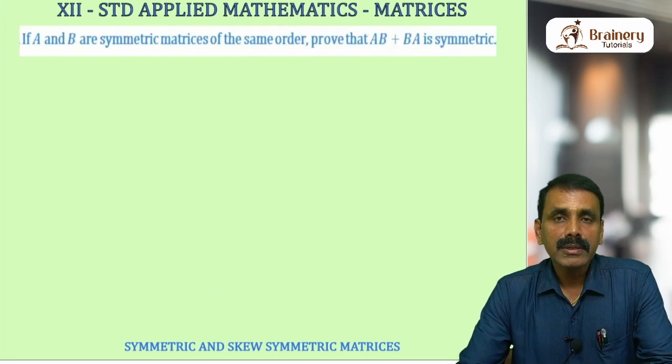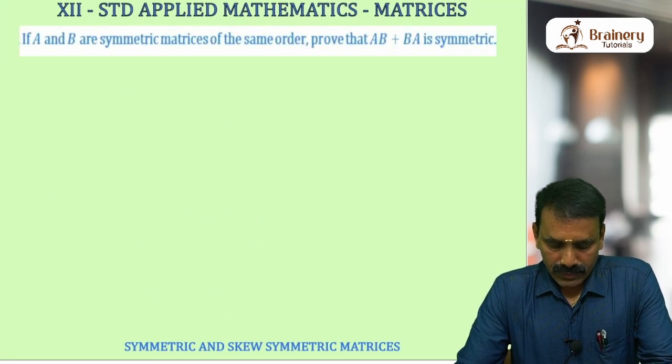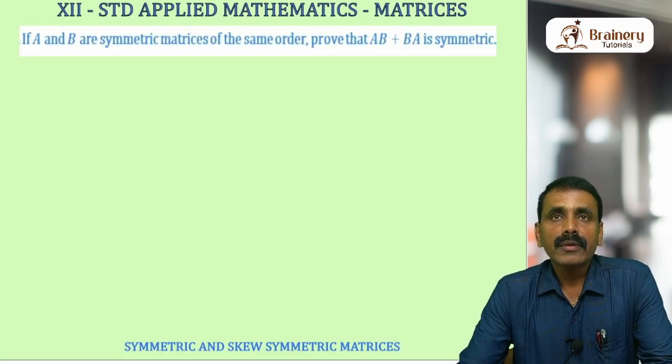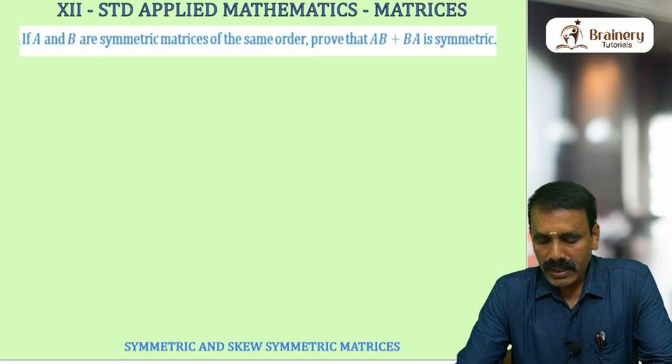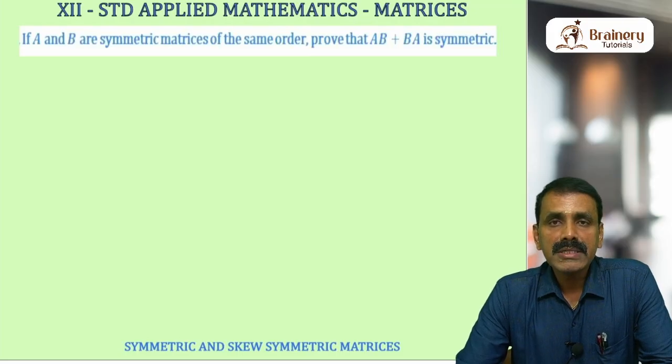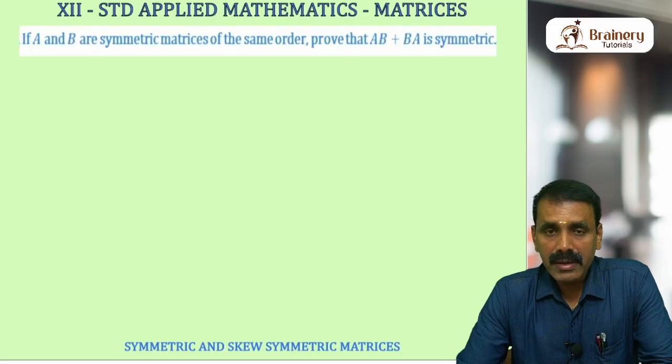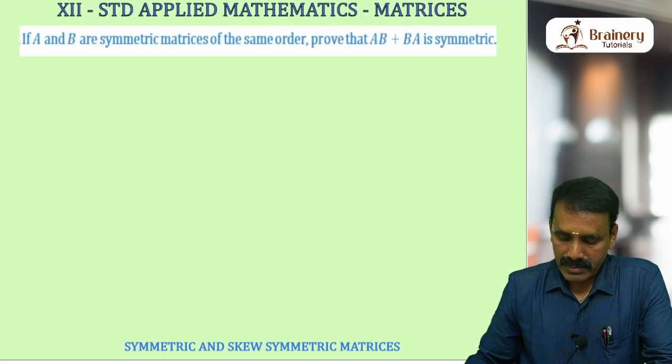Now consider this proof. If A and B are symmetric matrices of the same order, because a symmetric matrix should basically be a square matrix, but they are going to be of the same order. In such a case, we are supposed to prove that AB plus BA is also a symmetric matrix.